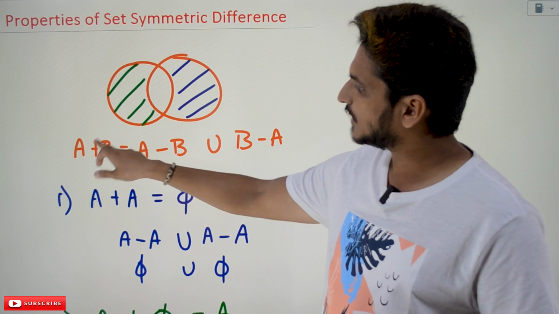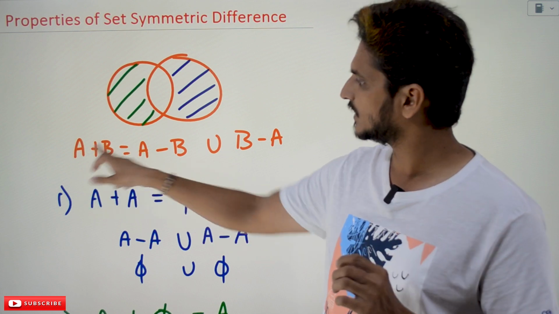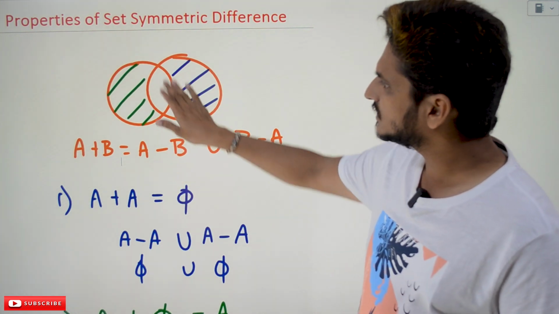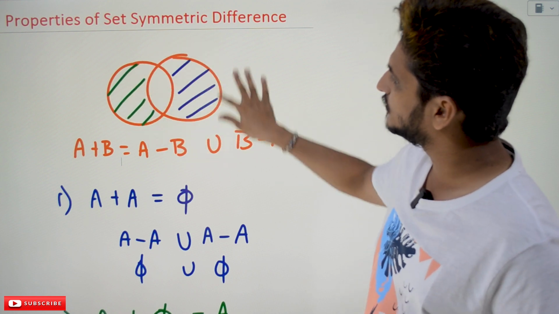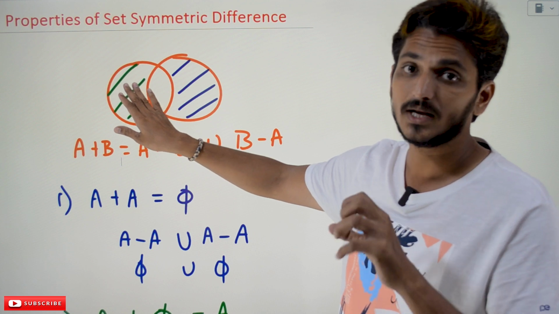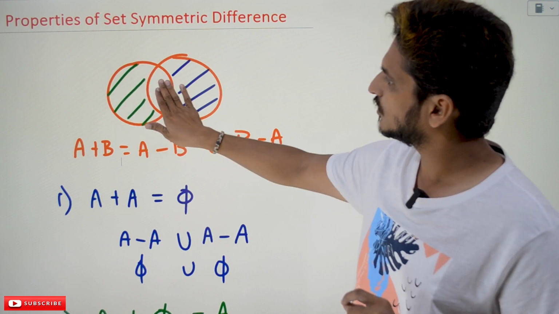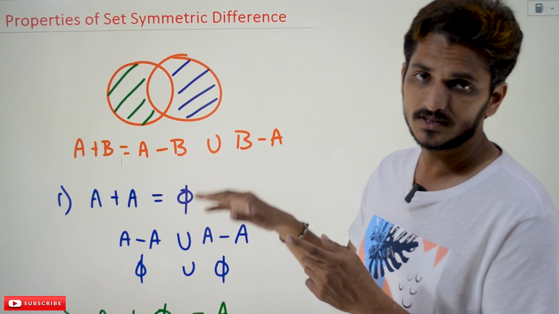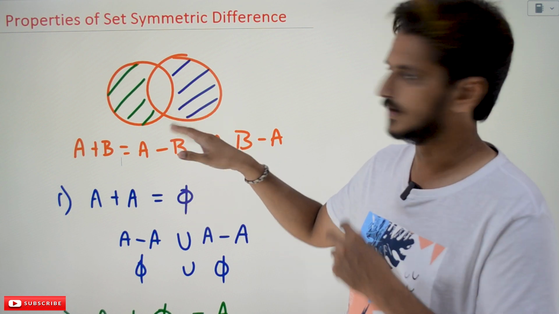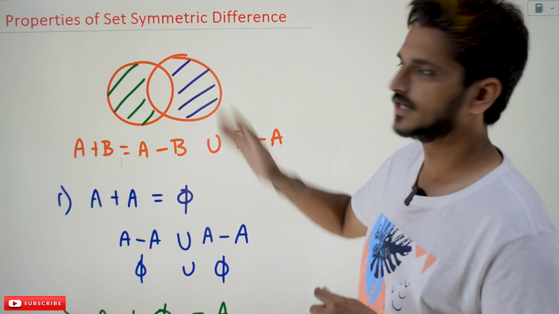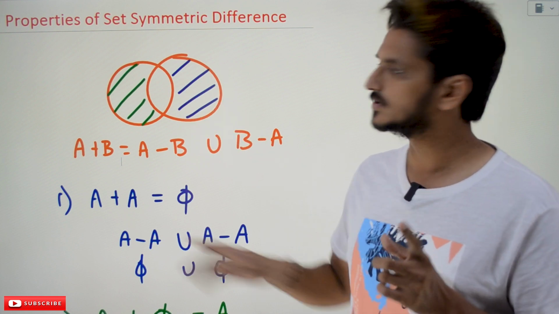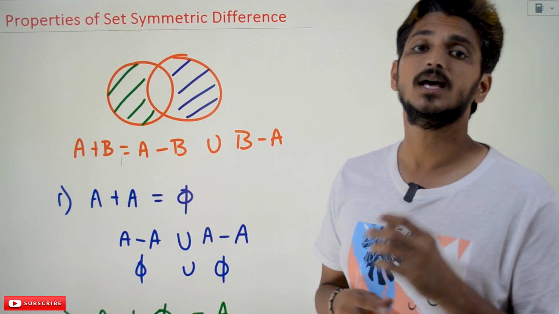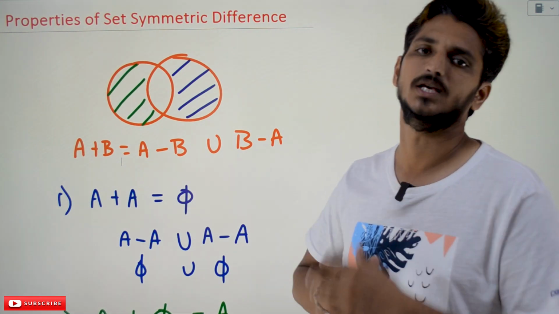A plus B, this plus symbol is used for symmetric difference. A plus B is given as A minus B union B minus A. So consider this as A and this as B. A minus B means remove common elements from A. This is A, remove common elements. So this green line area we call A minus B. Similarly, B minus A means remove common elements from B. If you remove the common elements from B, this blue line area we call B minus A. Union of these two means this area and this area. Whatever elements belong here and here, we call the set symmetric difference A plus B.